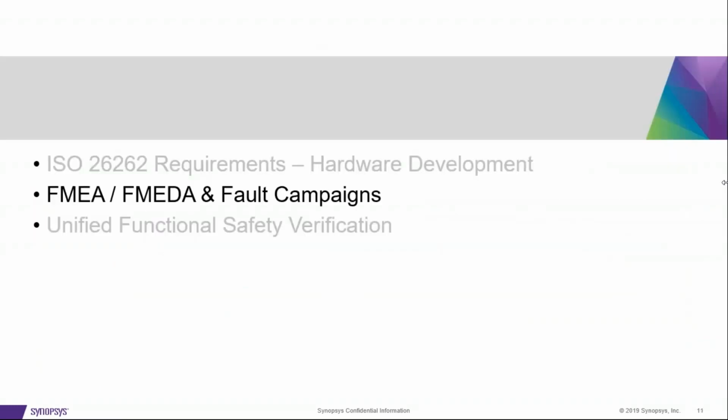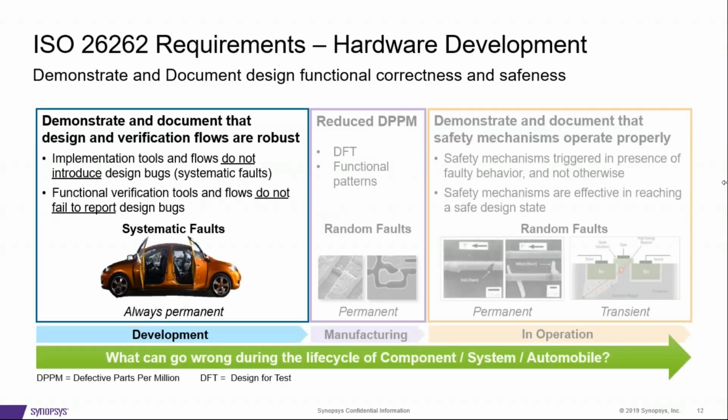So let me now talk a little bit about FMEA and FMEDA and fault injection campaigns and how you go about those. But just before I talk about that, how do you ensure that our functional verification process is robust enough such that it minimizes systematic faults? Okay, so obviously you do a lot of design reviews. You use the latest and greatest verification methodologies, constrained random, UVM, and so on. But there is more that you can do.